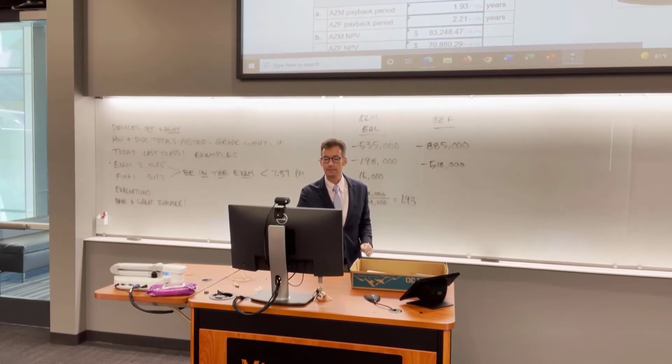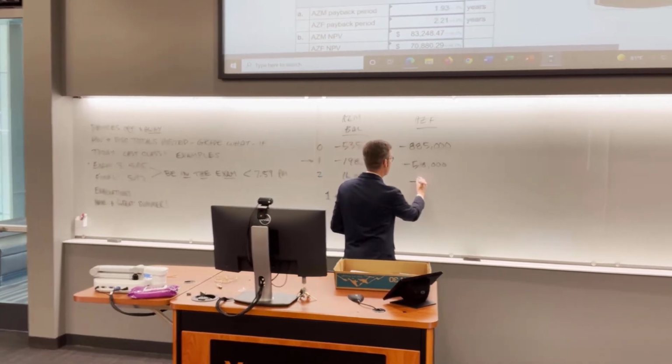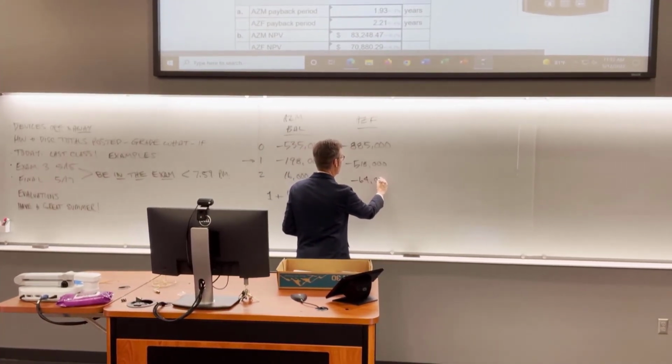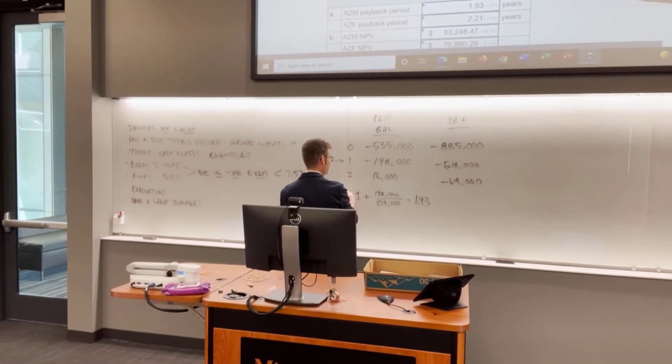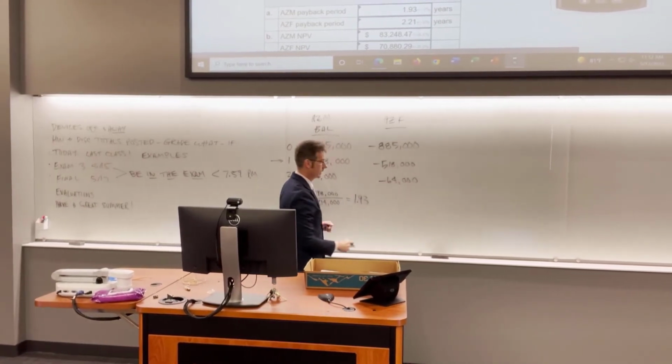What do I add at the end of year 2? Yep, plus 454,000 equals negative 64,000. Have I broken even yet? Nope. I'm going to have to put a year 3. I wrote this in an unfortunate place, but you guys will know it's year 3, right?